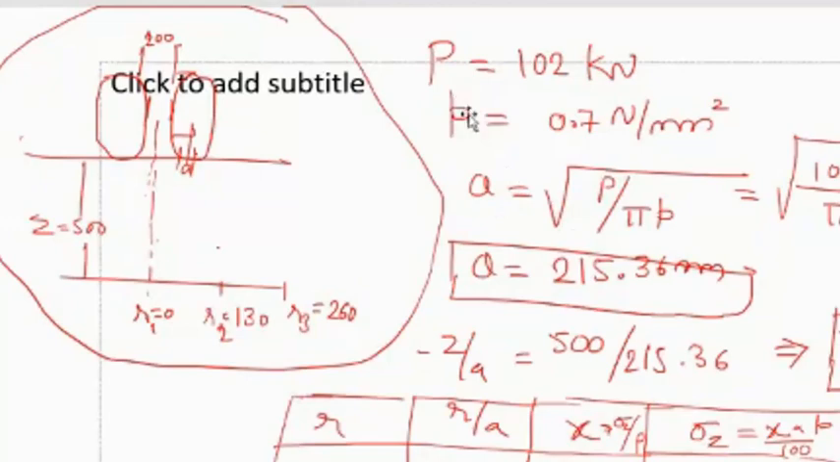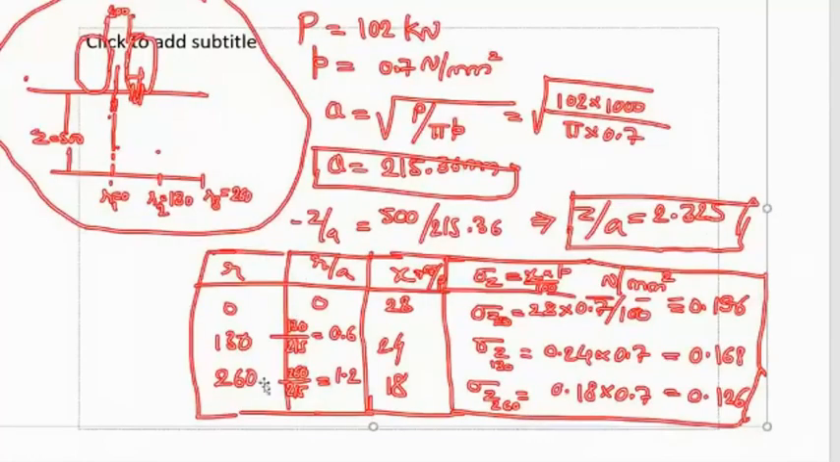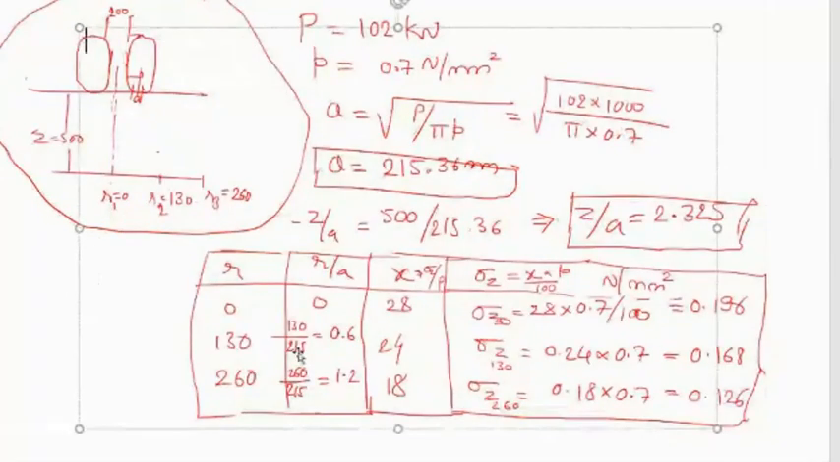So from capital P and contact pressure, you can find the small a, the radius of contact area. Small a, you can find 215.36. Z by A, you can find that is 2.3, and R by A, R values are there. So we need R by A and Z by A, and for that we need to refer to the chart, right? When we refer to the charts, that time we'll come to know these values.